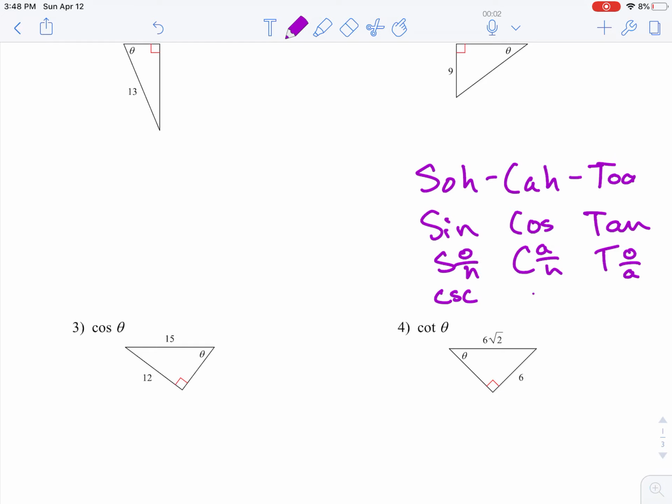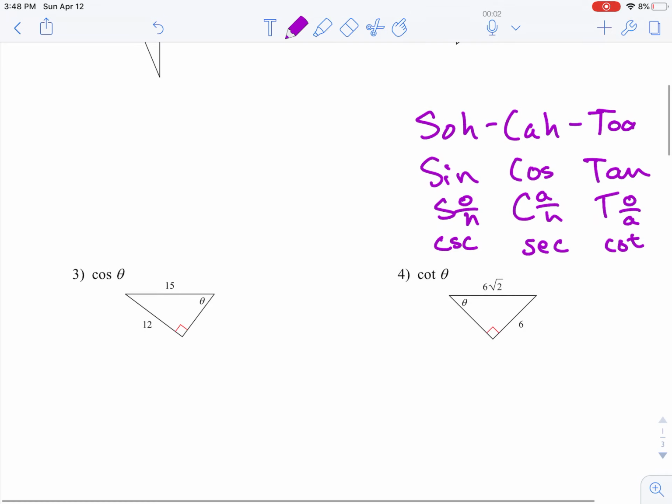All right, cosecant, secant, cotangent. These are less often used, but they're just the reciprocals. So right above it, instead of opposite over hypotenuse, you've got hypotenuse over opposite, hypotenuse over adjacent, adjacent over opposite.